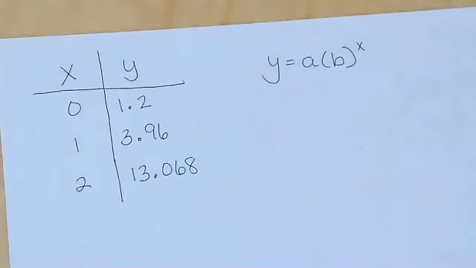B is the growth factor or the decay factor. B is greater than 1 when the values in the table increase. B will be less than 1 when the values in the table decrease. So make sure that your value B makes sense.